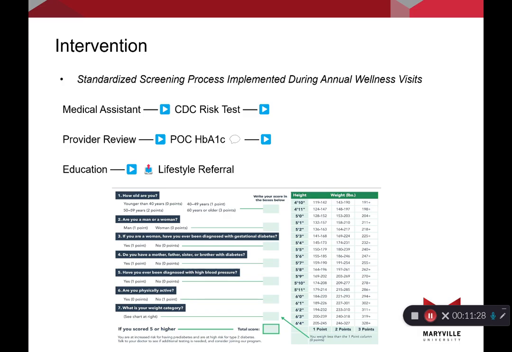I also attached the CDC's risk test here in the slide. There are 7 questions. It's a very simple questionnaire. First one asks about the age, then it asks about the gender. If you're a woman, have you ever been diagnosed with gestational diabetes? That's question number 3. And then, do you have a family history of diabetes? Number 5 is if you've ever been diagnosed with high blood pressure, because that's also been linked to diabetes. And are you physically active? And the last question is, what is your weight category? If the patient scores 5 or higher, that means the risk test questionnaire is positive, and then the provider would move into the hemoglobin A1C testing to support this.